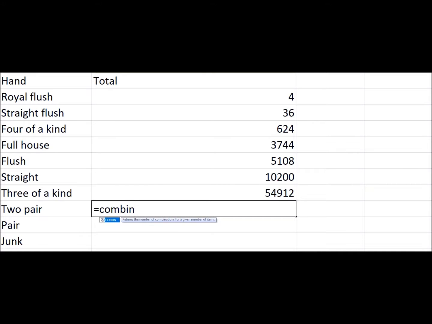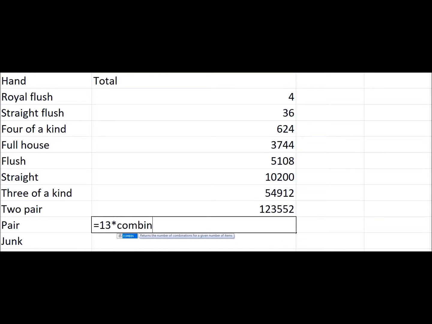For the 2 pairs, there are 13 choose 2 ways to choose 2 ranks out of 13 for the 2 pairs, 11 left for the singleton, 4 choose 2 ways to pick 2 suits out of 4 for the 2 pairs, and 4 suits for the singleton. For the pair, we have 13 ranks for the pair. 12 choose 3 ways to pick 3 ranks out of 12 for the 3 singletons. 4 choose 2 ways to pick 2 suits out of 4 for the pair, and 4 to the 3rd power for the ways to pick 3 suits for the 3 singletons.